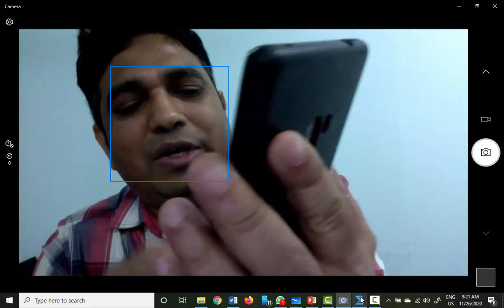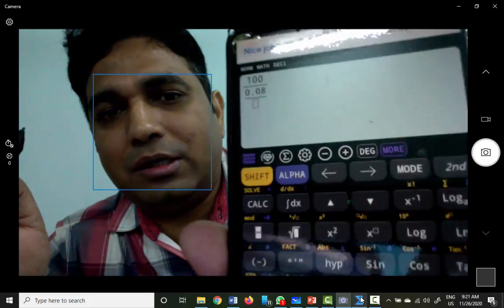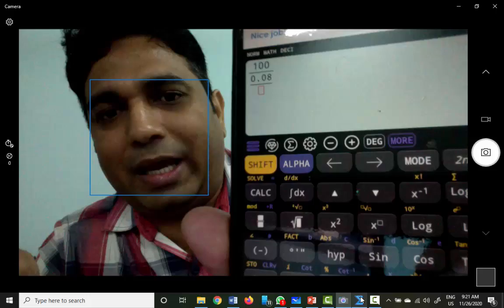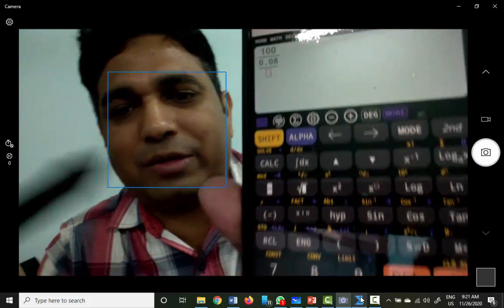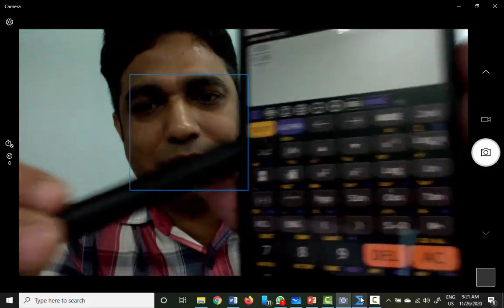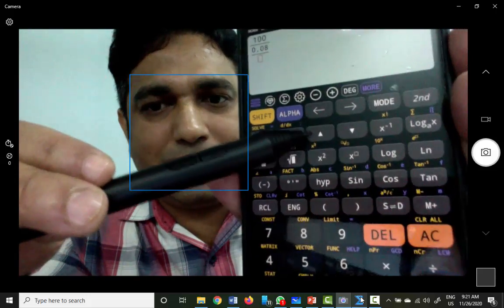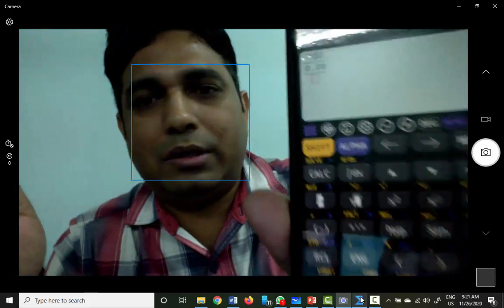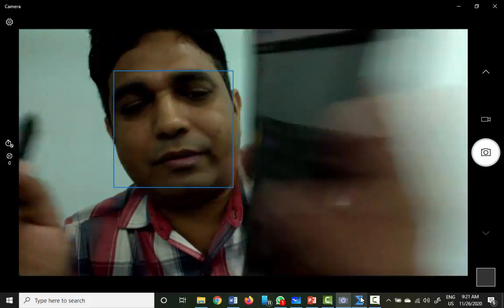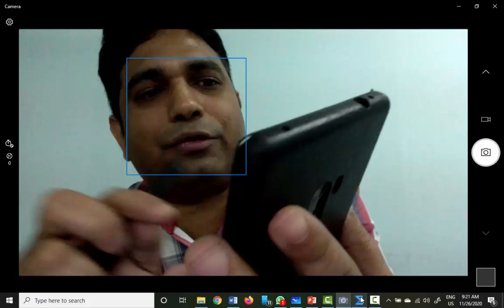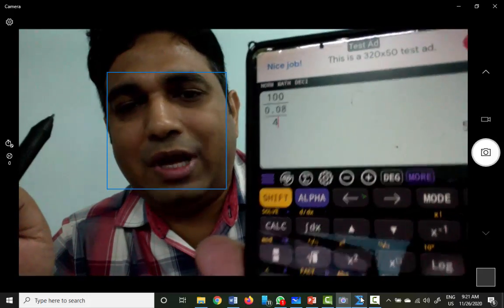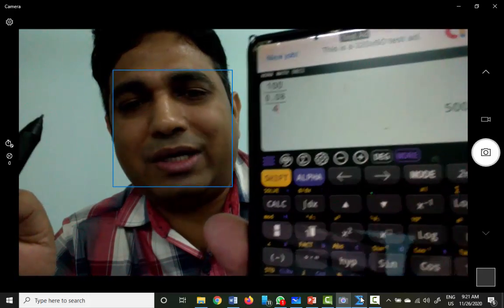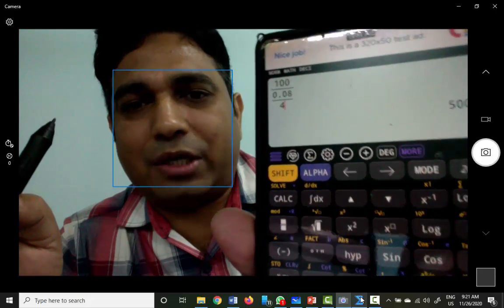Right. So here we will have 0.08, and then again we want to go to the lower part of the fraction. So again you can use this arrow button. You can use these arrow buttons to go like that. So the cursor is there, and then we'll press 4.